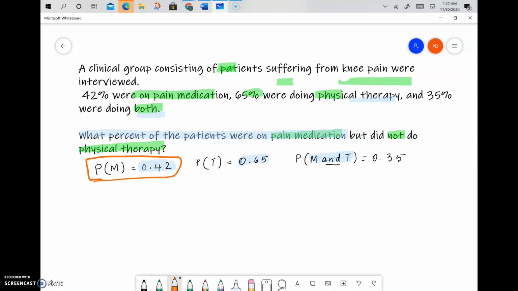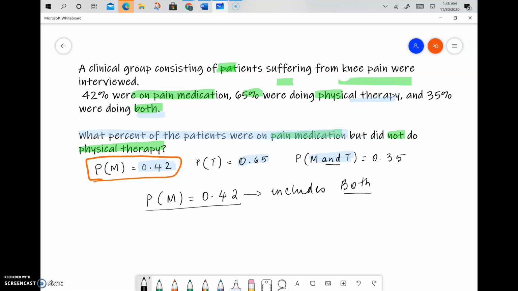So what we need to understand here is that when the question says the probability that patients were on pain medication is 0.42, or that the percent of patients that were on pain medication is 42%, that includes patients who were on both pain medication and therapy. Because when the question says that a patient was on pain medication, that does not exclude them from also doing physical therapy. So be careful about this.